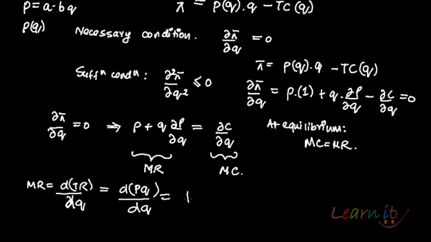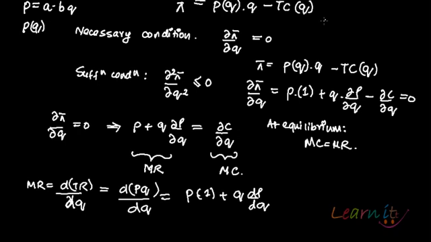That is first function as it is into derivative of second function, which is 1, plus second function as it is into derivative of first function, which is dP by dQ. So this is your marginal revenue only. The first function into derivative of second function is 1, because you are differentiating Q with respect to Q. So your marginal revenue should be equal to marginal cost.